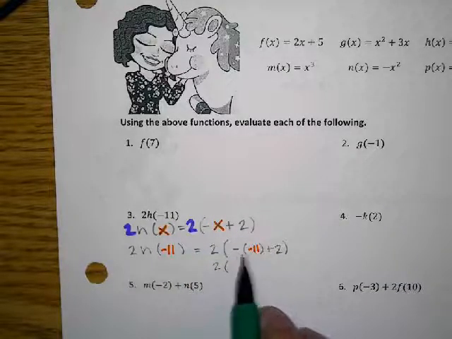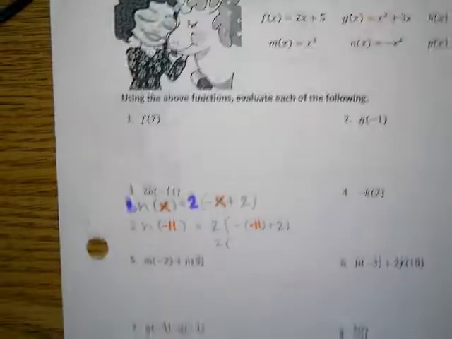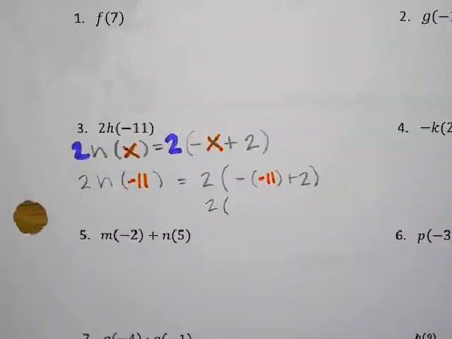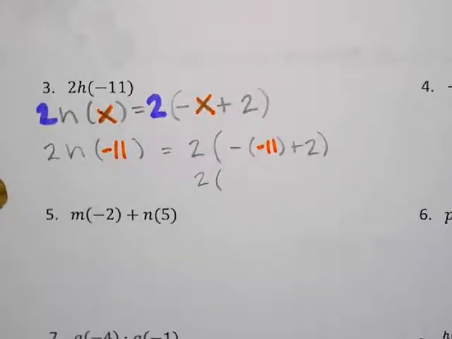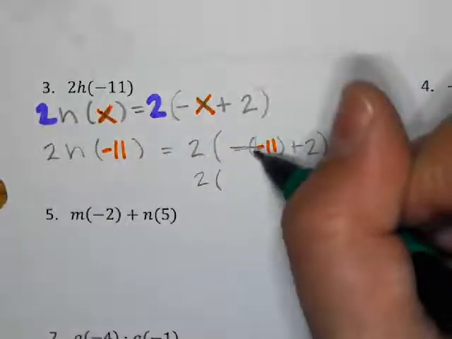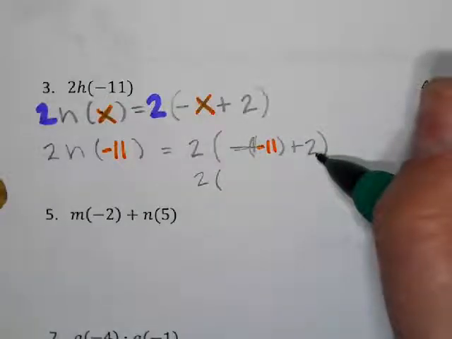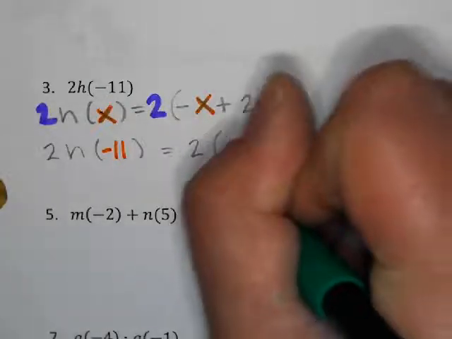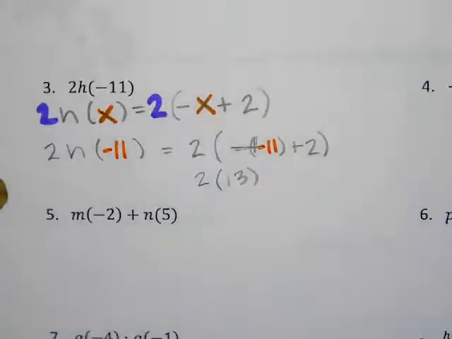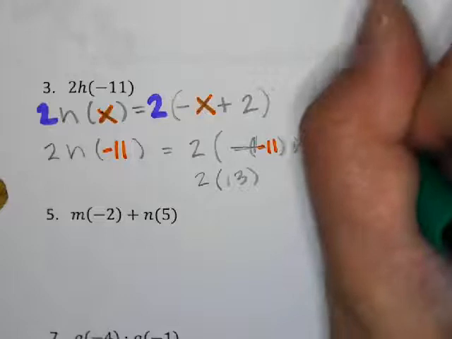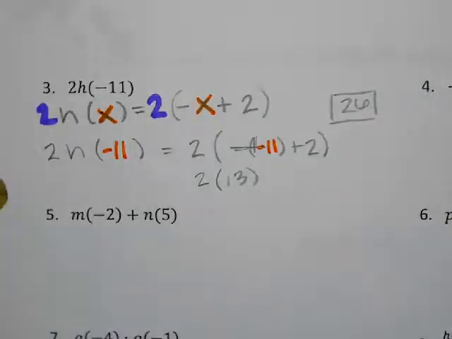So I have a minus minus. What happens with the minus minus? Yep, it's a plus. Okay. So I have a positive 11 and a positive 2. And then 2 times 13 is? 26. So this is 26. Okay. Is there another one that you guys can see that feels kind of intimidating? You could write 2h of negative 11, or you could just write 26. I'm fine either way.